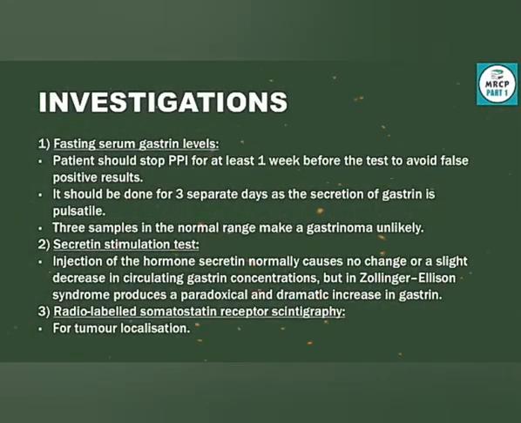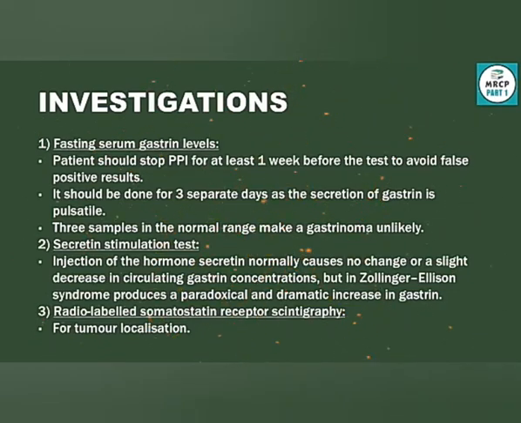Investigations. Fasting serum gastrin levels. Patient should stop PPI for at least 1 week before the test, to avoid false positive results. It should be done for 3 separate days, as the secretion of gastrin is pulsatile. 3 samples in the normal range make a gastrinoma unlikely.